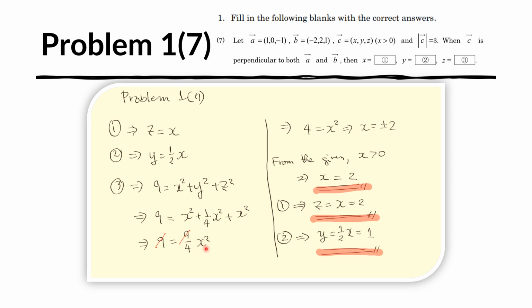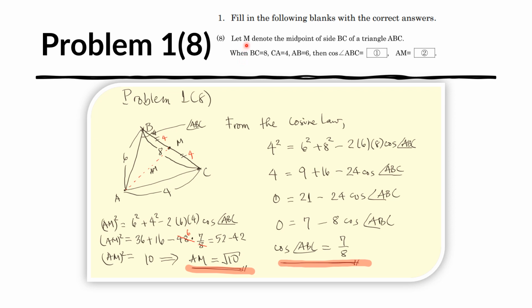And now if we try to solve for x squared, we can cancel the 9's, and we get 4 equals x squared, which means that x equals plus or minus 2. However, we are also told that x is greater than 0, and therefore x must be 2. Then we use 1 to obtain z, which means that z equals x equals 2. For y, we use equation 2. We have y equals 1/2 x, and because x is 2, y equals 1.